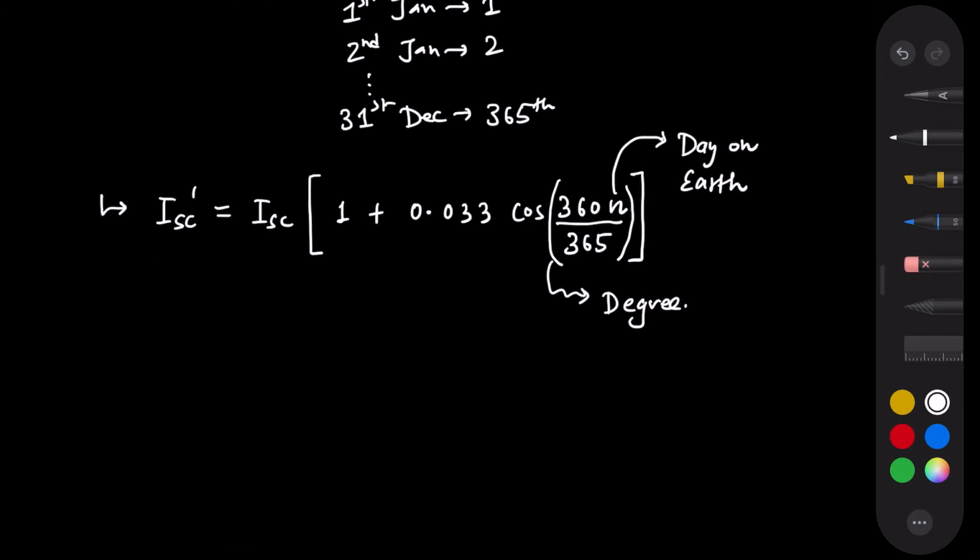Okay, now ISC we have already discussed, this is 1367 watt per meter square. The unit of extraterrestrial solar constant is the same as the unit of extraterrestrial solar radiation. It is the same as the unit of the solar constant, which is watt per meter square.